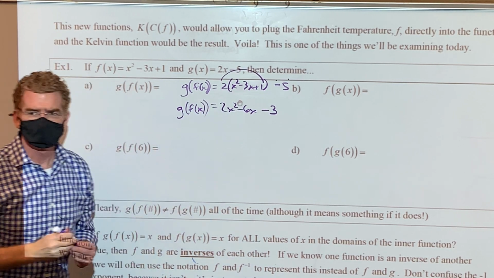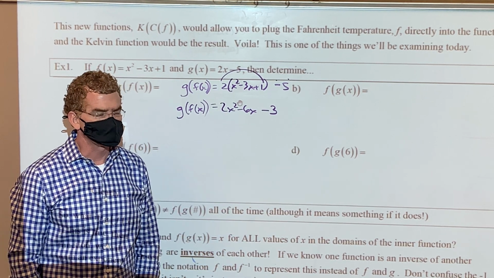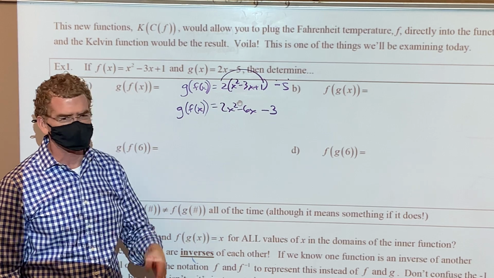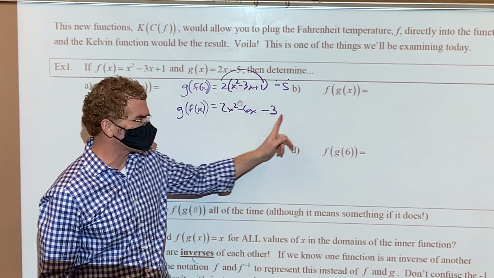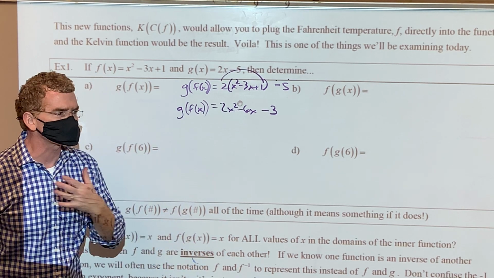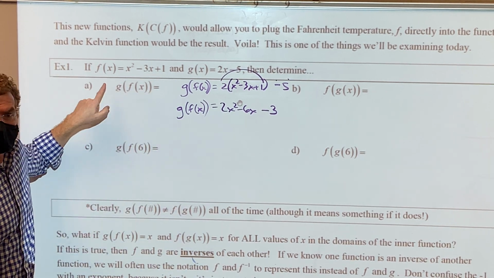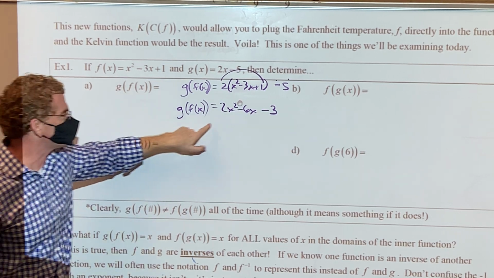Anybody right now tempted to set this equal to 0 and solve? Because on my test, every year I have like 5 or 6 people that set that equal to 0 and solve. We don't want to do that. Because we were trying to find what? A new function. And that's my new function.